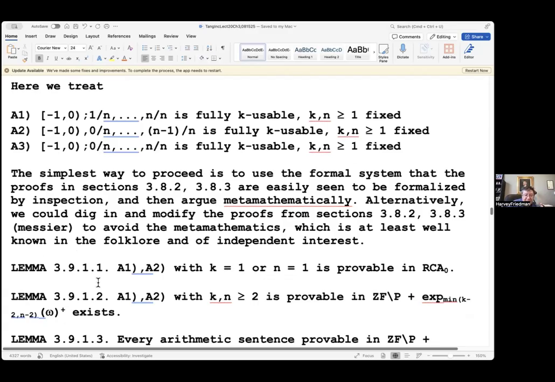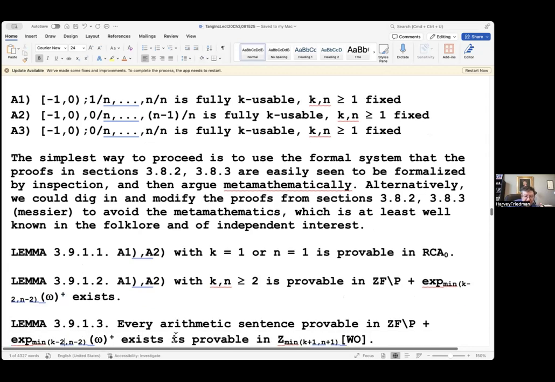So here's what happens when K and N are fixed. We need Erdős-Radó, and we just need min of K minus 2 and N minus 2, that many iterations of omega with a power of 2 function, 2 to the 2 to the 2 to the 2. And then you have to put a plus on top. If you remember, Erdős-Radó has like that. All right.